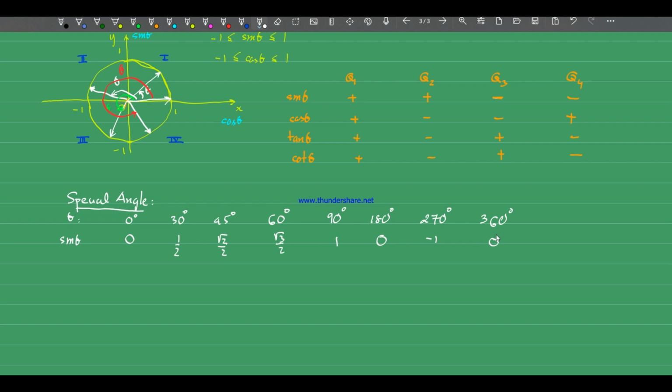Okay. That is sine. Now cosine. Cosine 0 gives you 1. Cosine 30 degrees gives you square root 3 over 2. Then square root 2 over 2. Then 1 over 2. Cosine 90 gives you 0. Cosine 180 gives you negative 1. 270 gives you 0. And 360 gives you 1.